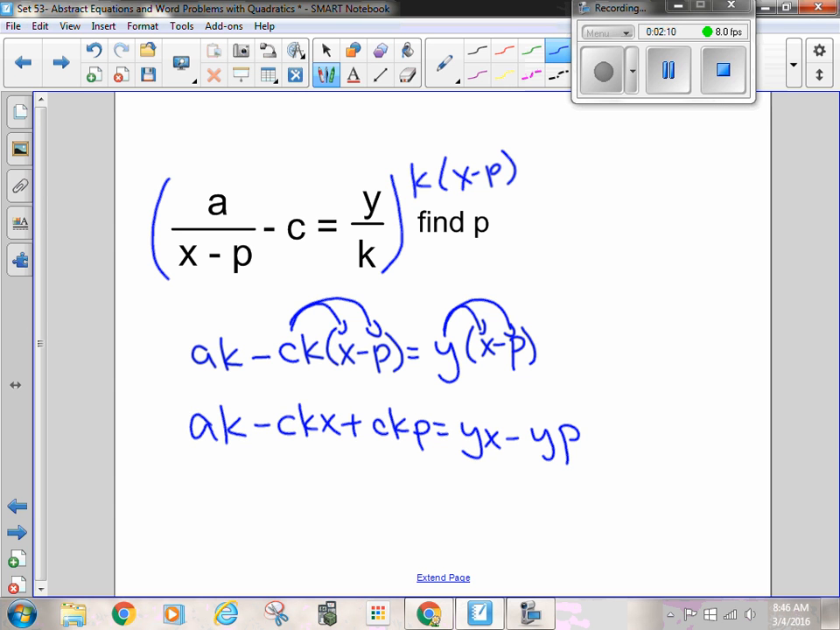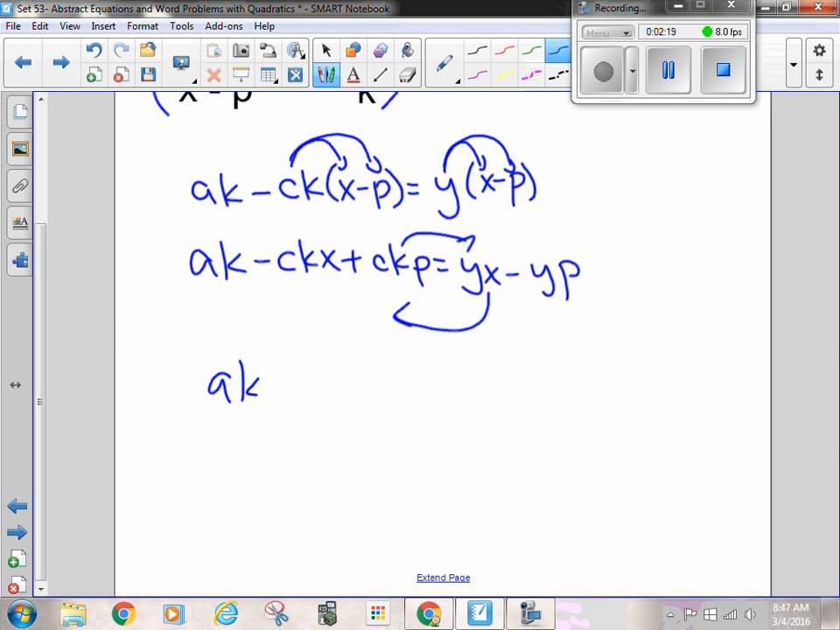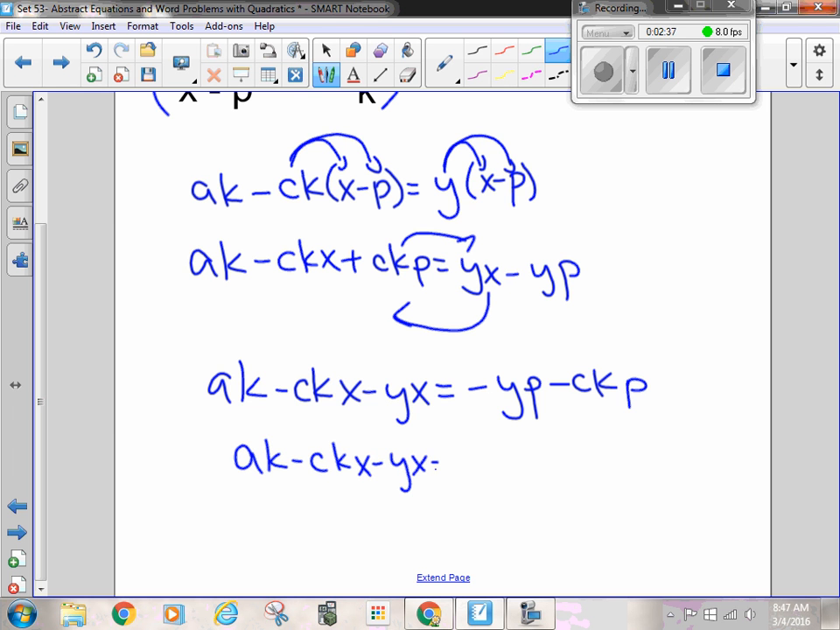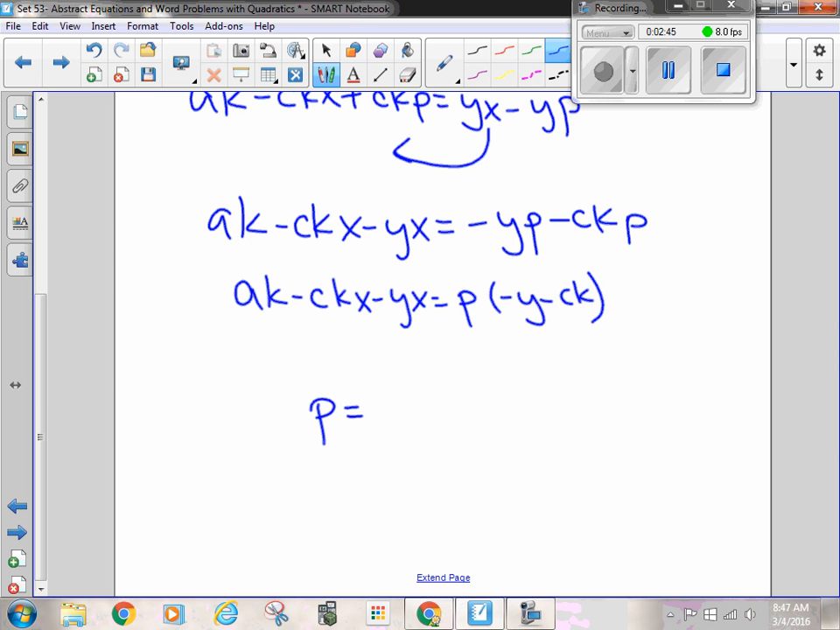Now I'm solving for P, so I want everything that has a P on the same side. So I'm going to move this term over and move this term over. So I have AK minus CKX minus YX equals negative YP minus CKP. All right, I'm going to factor out that P. So everything's the same on this side, and I have out a P, so I have negative Y minus CK left. I'm going to divide both sides by that. So I have AK minus CKX minus YX all over negative Y minus CK.